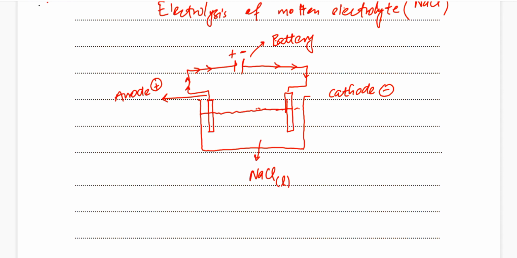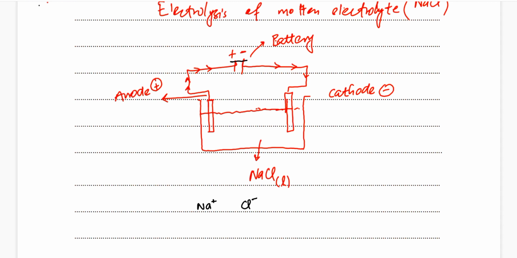So we know that when NaCl is heated, it converts into its moving ions, which are called cations and anions, and it has Na plus and Cl minus. These are cations of sodium and anions of chlorine. Okay, so when it is connected to the battery, what happens?